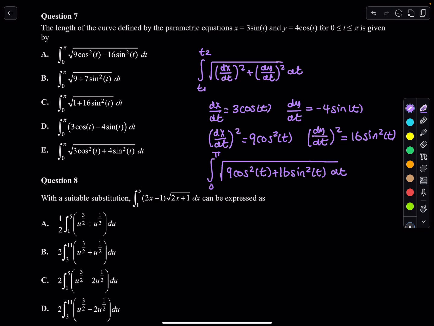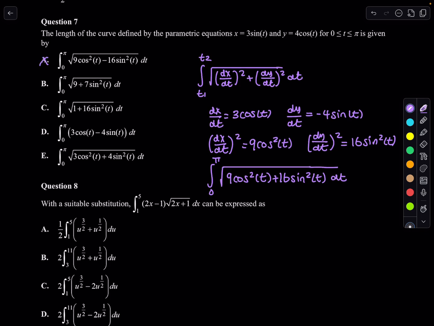Well, let's have a look at which one's actually equal. It's not A because it's supposed to be positive here. I don't know B, I don't know C. Yep, not E, of course. E looks totally different. There's 4 and 3. Where'd they get those?